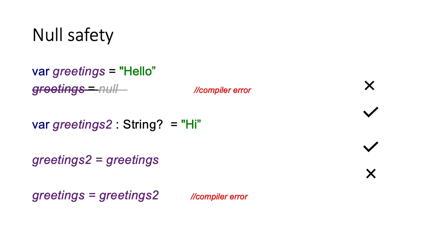Let's browse through a few more examples. Greetings2 is a nullable String. Its initial value is Hi, and it's perfectly legal to assign greetings to greetings2. However, if we assign greetings2 to greetings, you'll see a compilation error because greetings2 is of nullable type and is a parent type of greetings.